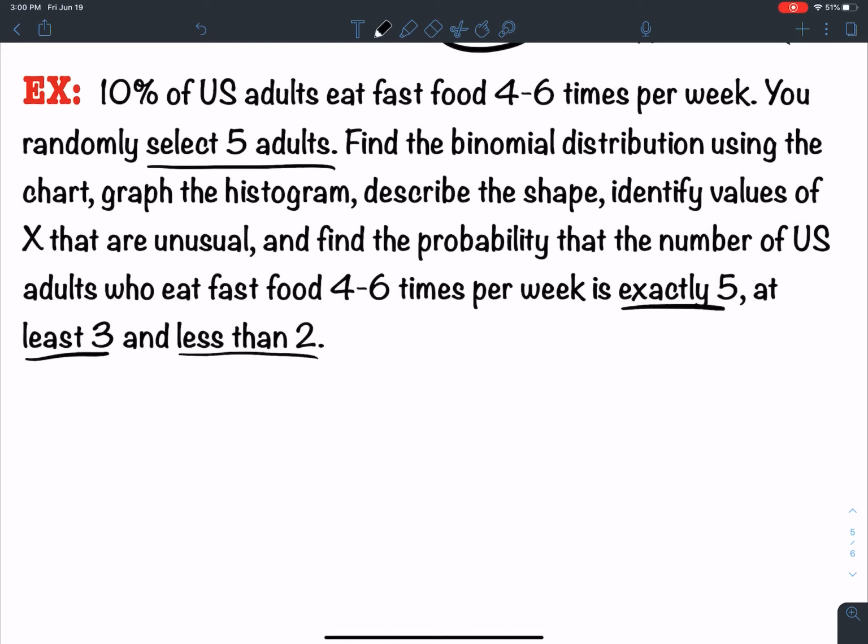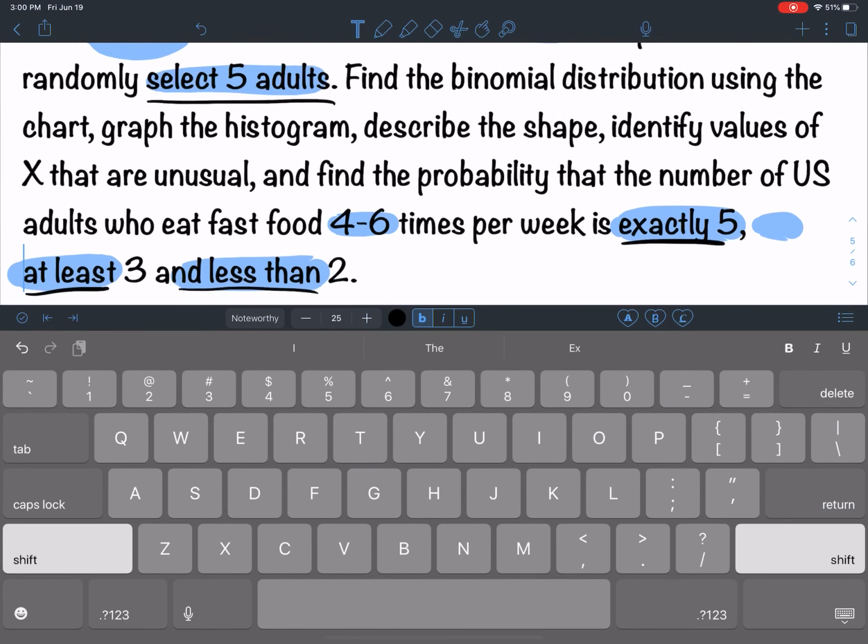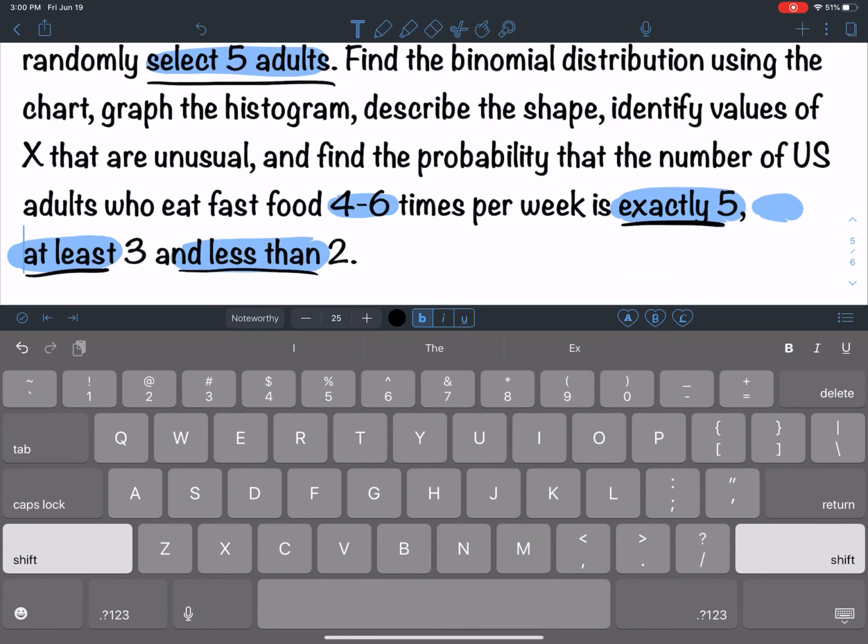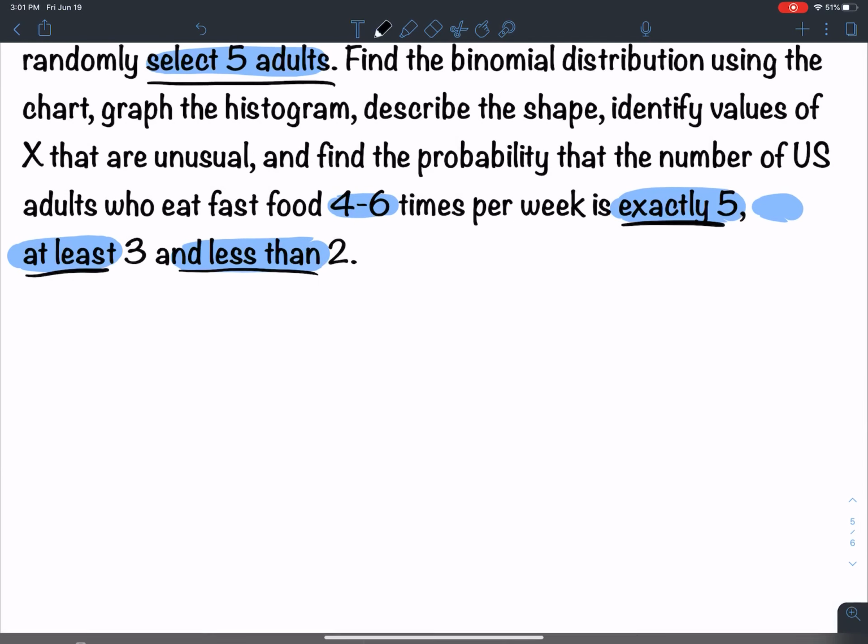First thing I do is I highlight all the numbers. 10%, 4 to 6 times per week, 5 adults. See the 4 to 6 times a week. Exactly 5, at least 3, and then less than 2. Let me fix this. I want that on the other side there. Okay. That'll work.